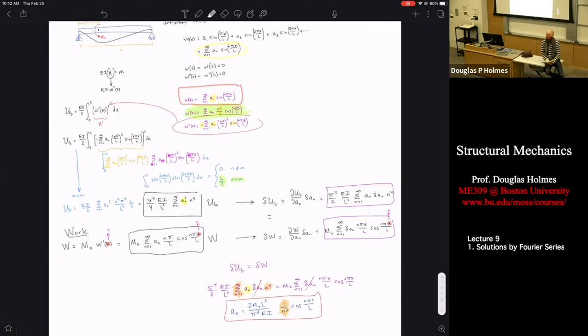But the approximate answer isn't as good, so it's kind of like a trade-off. Anything that's simply supported, this one will work fine. When you have something that's clamped and loaded at the end, this one's not going to work. I'll show you that next, and that's probably what we'll work on after this.